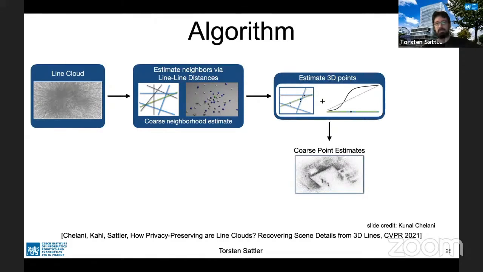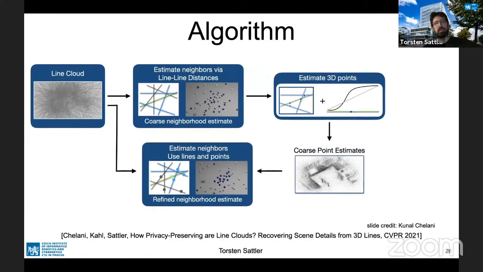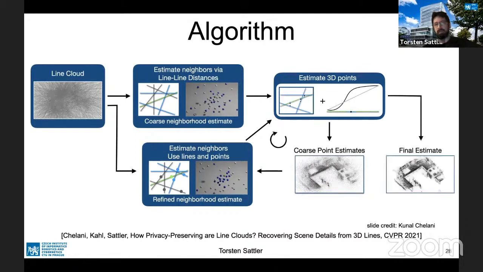And then we can try to find a better neighborhood, because now we actually have lines and 3D points, and we can find nearest neighbors based on lines and points. That typically gives us a better estimate of the true neighborhood. We can re-estimate the 3D points, and we can iterate a couple of times, and then typically get a much cleaner result.